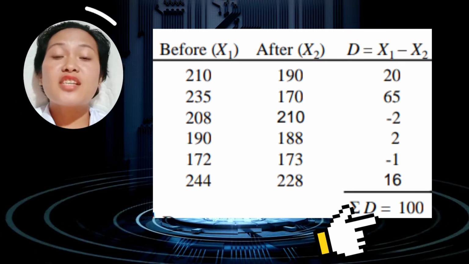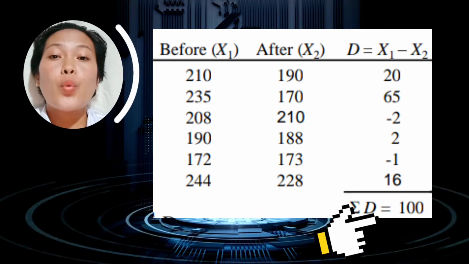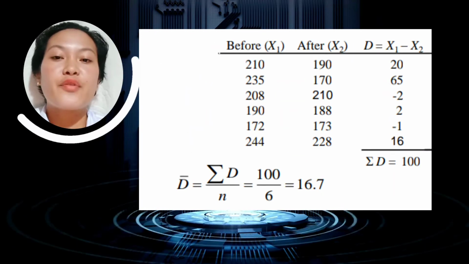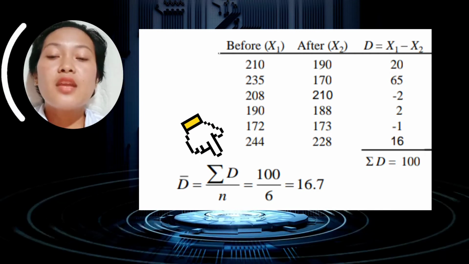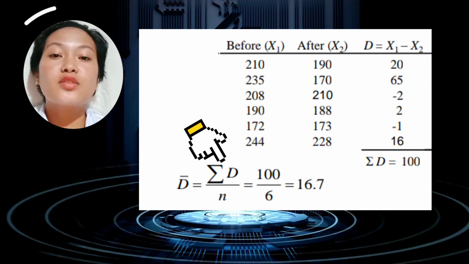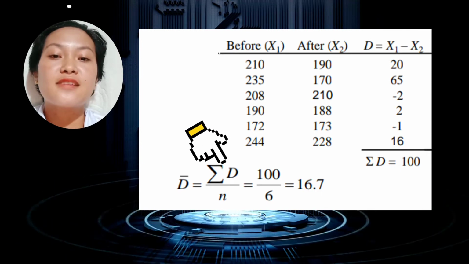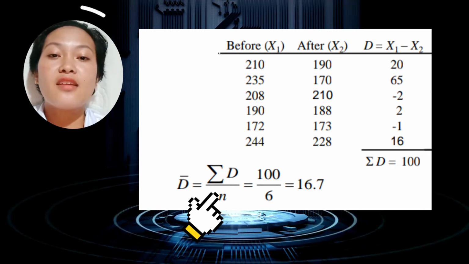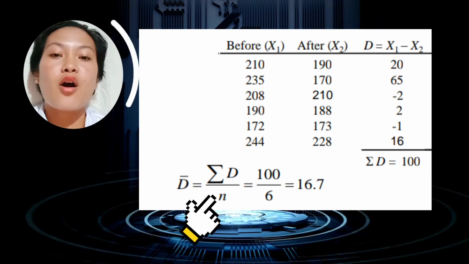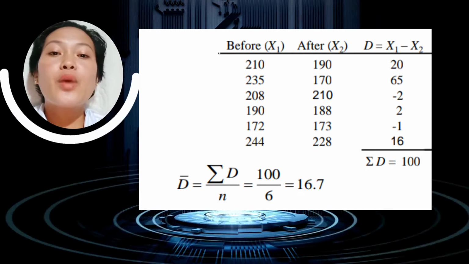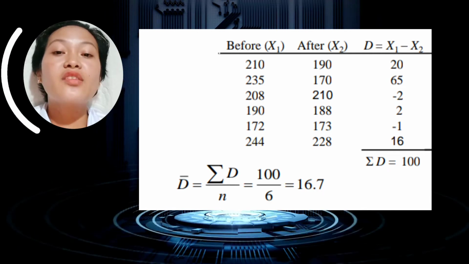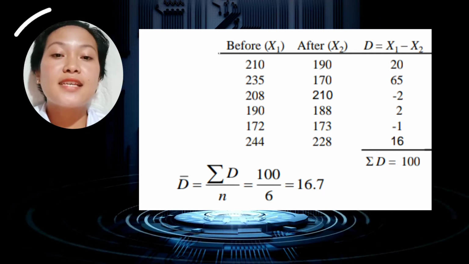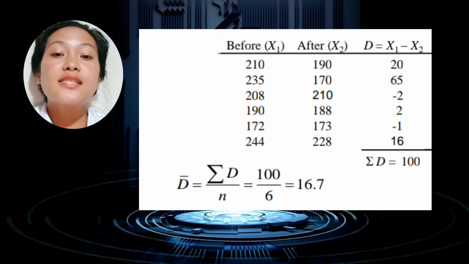Now that we have the summation of the differences, we can find the mean of the differences. The formula for this is the mean of the differences equals the summation of the differences divided by n, the number of members of the sample. Then we have the mean of the differences equals 100 divided by 6, which is equal to 16.7.